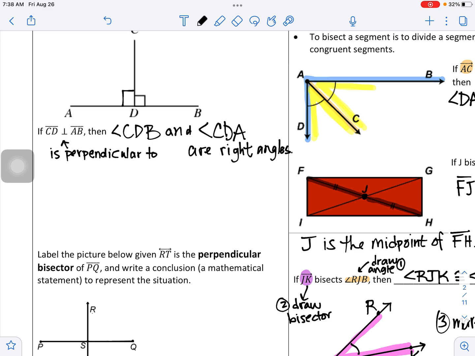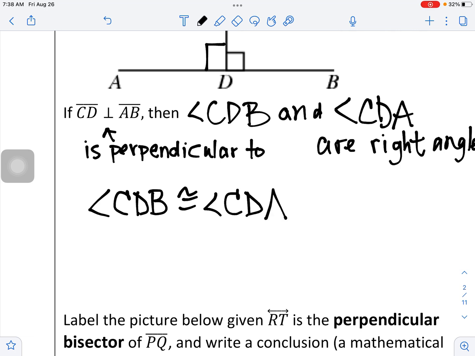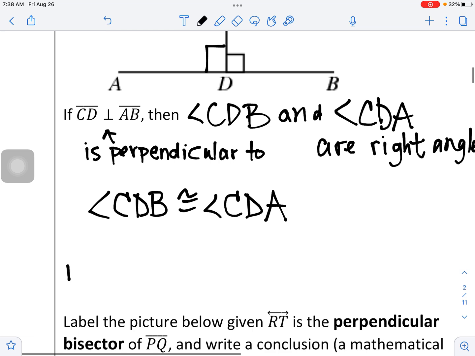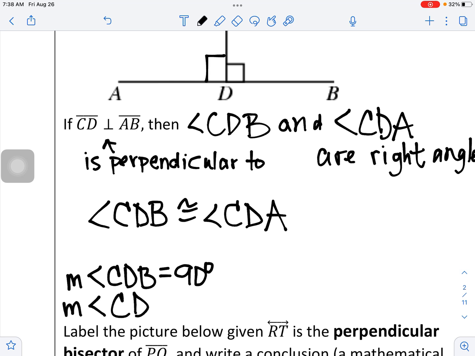that they're congruent. So we're also going to make this statement that says that angle CDB is congruent to angle CDA, and that's by what we'll learn later, the right angle congruence theorem, that tells us that all right angles are congruent. Let's also write the statement that the measures of those two angles are equal to 90 degrees, because the angle measure of a right angle is 90 degrees. So we're going to say that the measure of angle CDB and the measure of angle CDA are equal to 90 degrees.